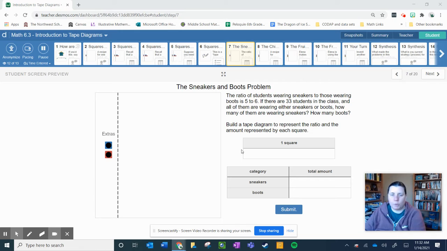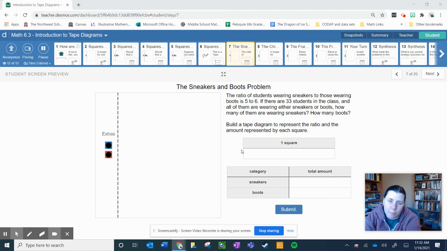The sneakers and boots problem. The ratio of students wearing sneakers to those wearing boots is 5 to 6. If there are 33 students in the class and all of them are wearing either sneakers or boots, how many of them are wearing sneakers? How many of them are wearing boots? Build a tape diagram to represent the ratio and the amount represented by each square.